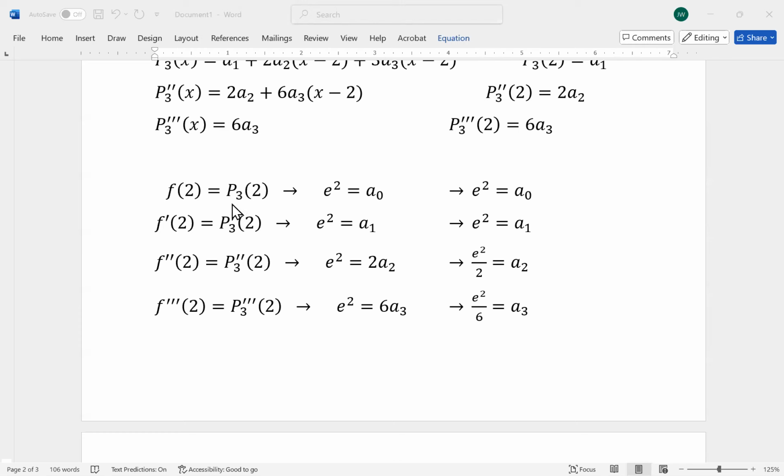Since f of 2 and the polynomial at 2 have to be equal, e squared has to be a sub 0. Since f prime at 2 and the first derivative of the polynomial at 2 have to be equal, we can say e squared has to be a1. Second derivatives have to be equal, so e squared has to be 2 times a2. That means e squared over 2 is a2. And then this one is e squared equals 6a3, so we get e squared over 6 equals a3.